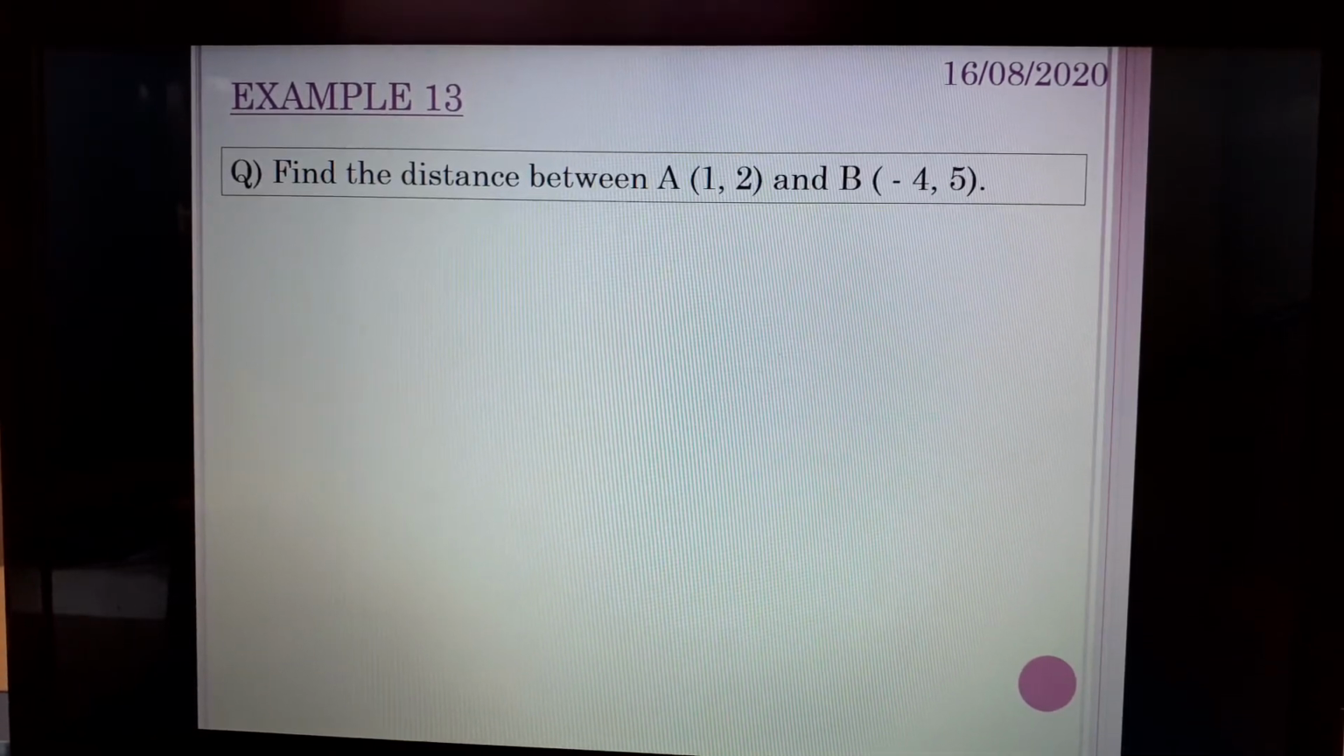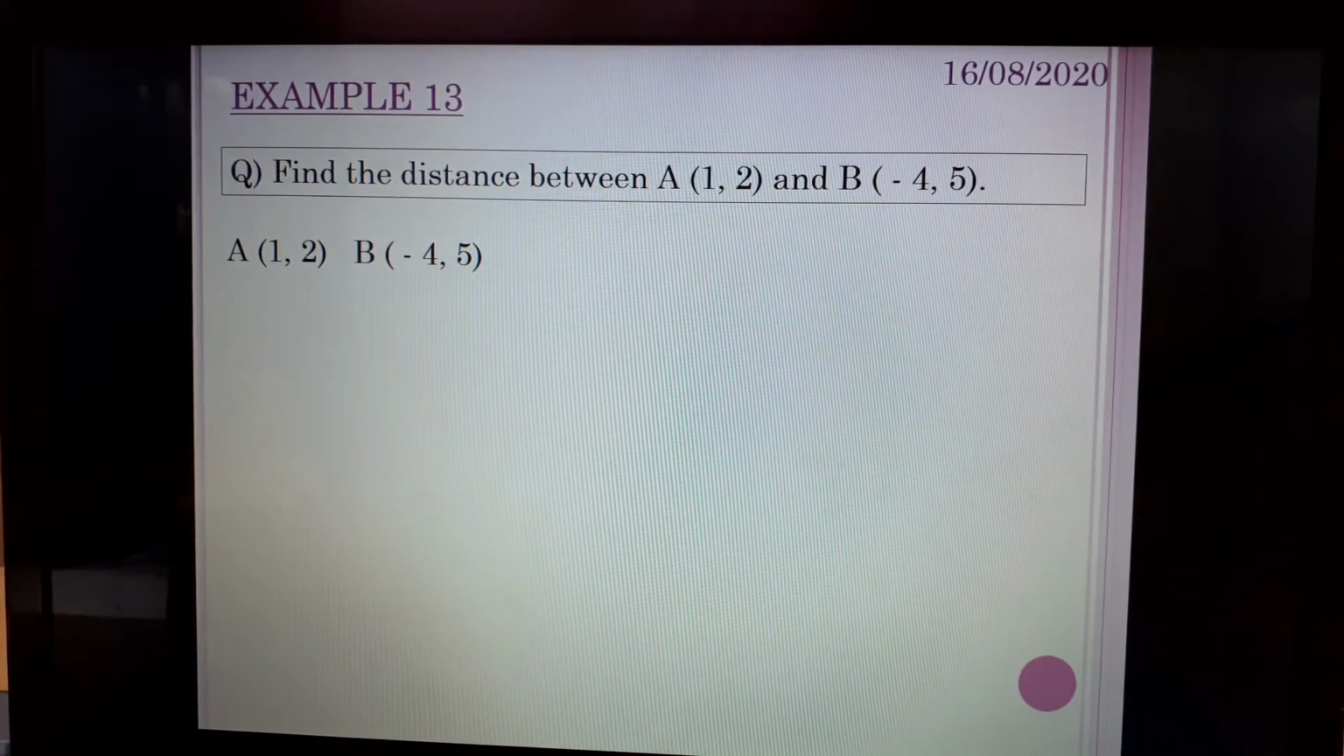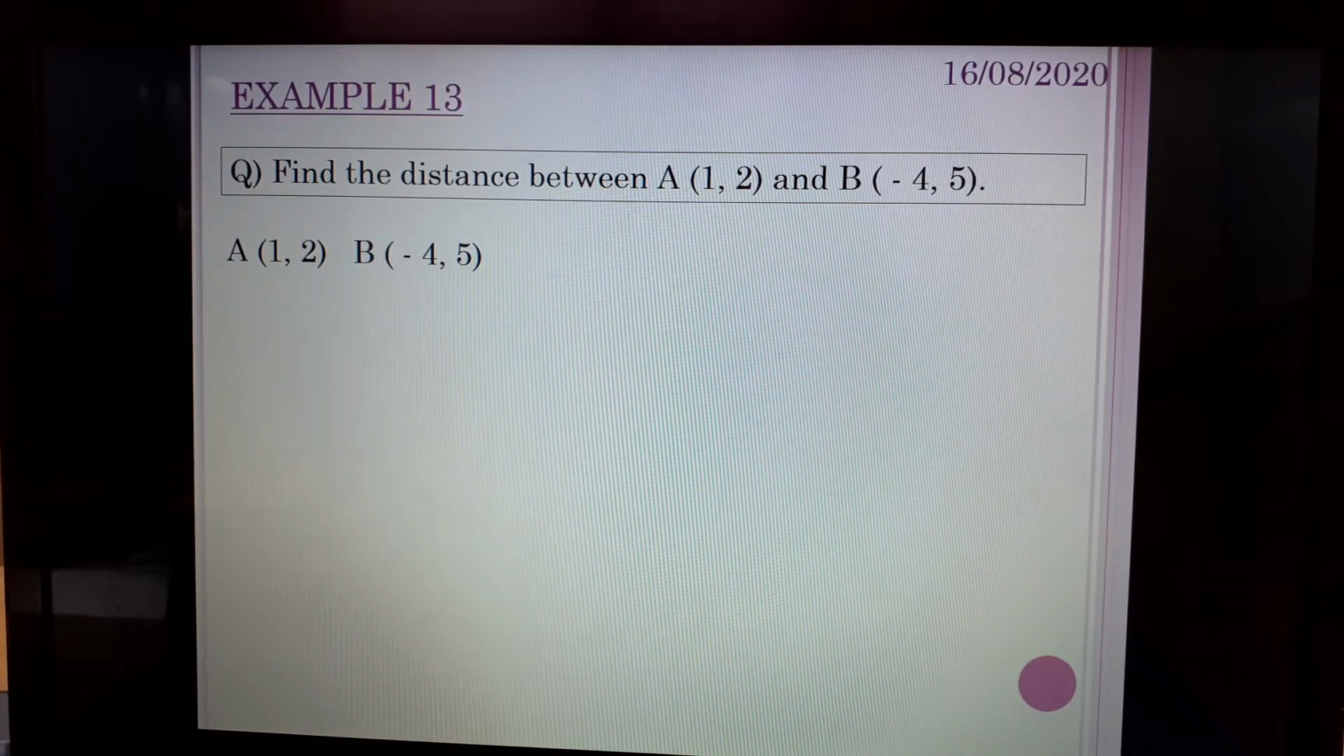Let's look at an example. Find the distance between these two coordinates. Now I'm going to show you two methods for this. One using the distance formula and one using a more common sense approach if you get mixed up with lots of different formula, because the distance formula is definitely not on your formula list.